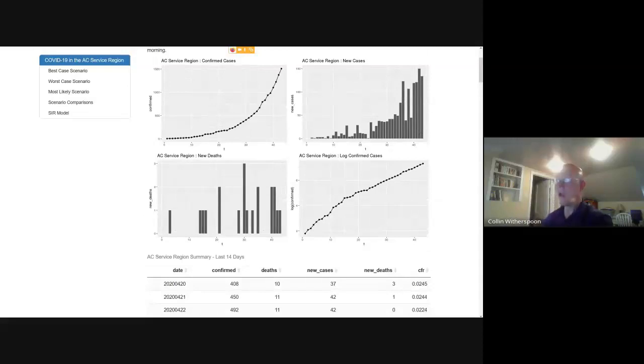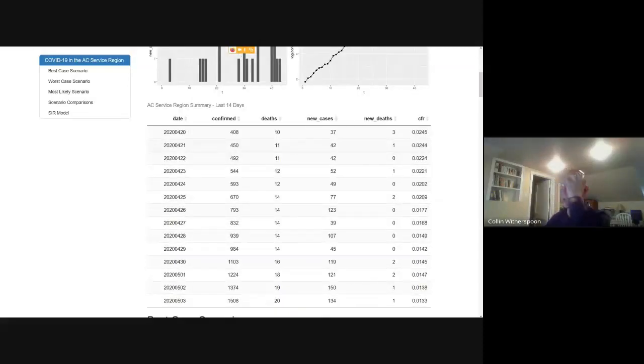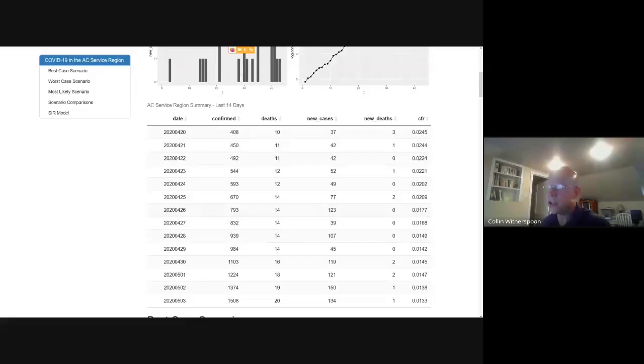Okay, so here's what it looks like if you want to look at the actual numbers. This is just the last 14 days, and these are just confirmed cases, remember, those that have been tested and known to have it. New cases, new deaths, and this CFR is what's called the case fatality rate. It is the number of people that have died divided by the number of people that have been confirmed to have it.